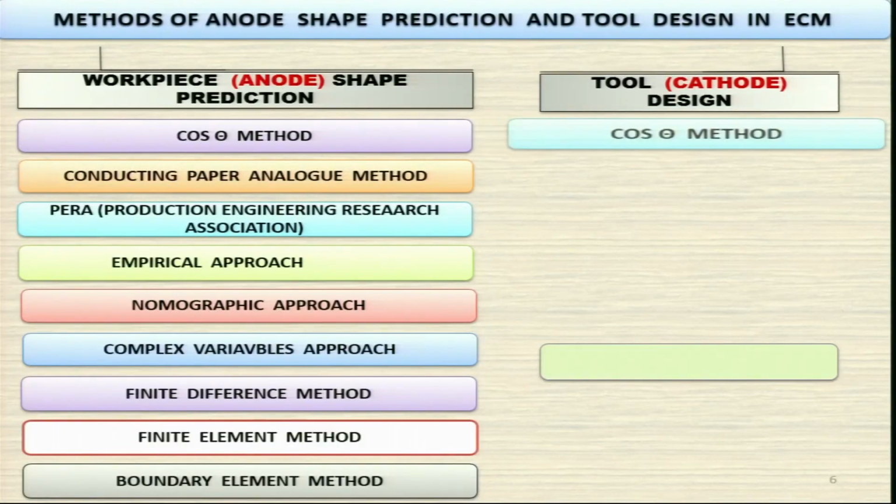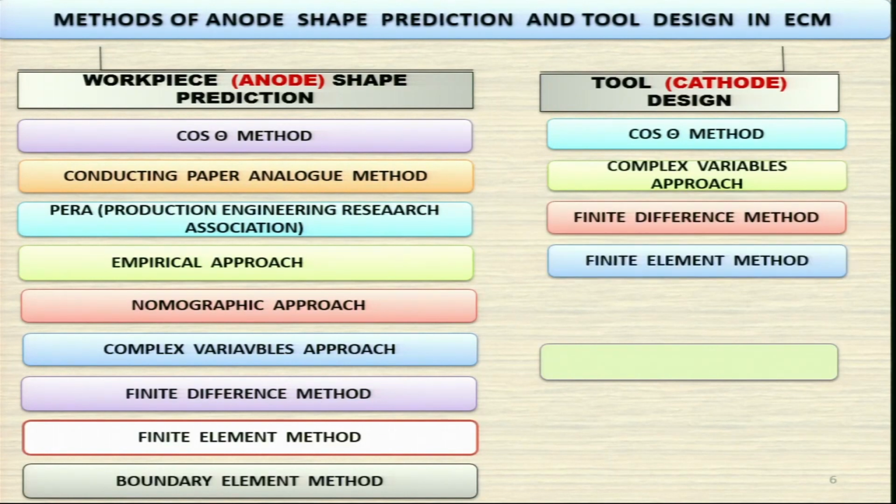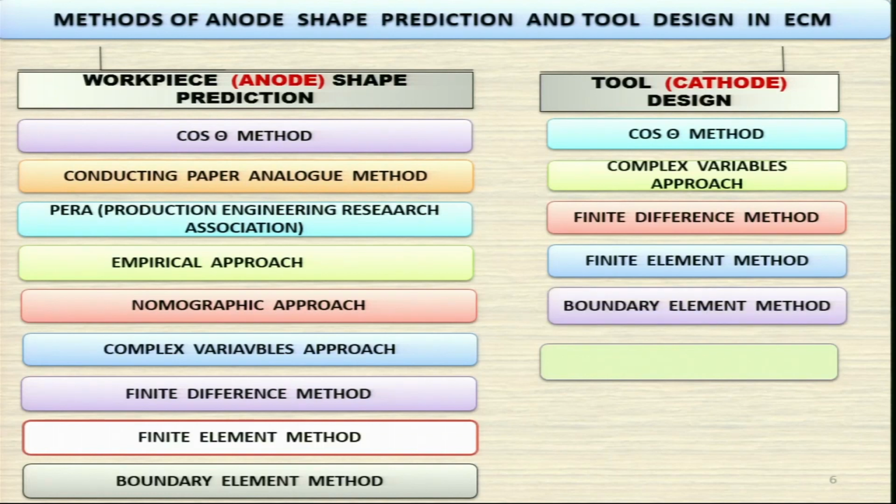Tool or cathode design problems. For tool designing, some of the methods which I have just mentioned for anode shape prediction are applicable: cos theta method, complex variables approach, finite difference method, finite element method, boundary element method, and finally the correction factor method. I will give enough importance to this particular topic in the second lecture, because this is the method evolved basically for tool design purposes.